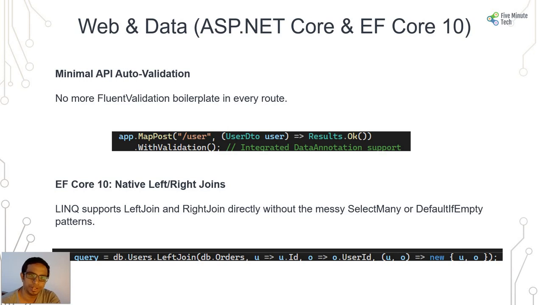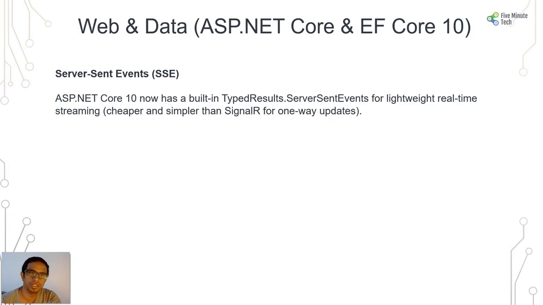The EF Core native left and right join has been introduced now. LINQ supports left join and right join directly without messing with SelectMany or DefaultIfEmpty patterns. So if you see, we can do the left join and right join directly in the DB context querying area itself. And the last part of web and data is that ASP.NET Core 10 now has a built-in typed result, Server-Sent Events, for lightweight real-time streaming, and it is similar to, cheaper and simpler than SignalR for one-way updates.